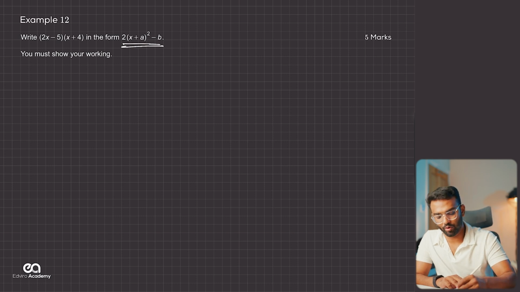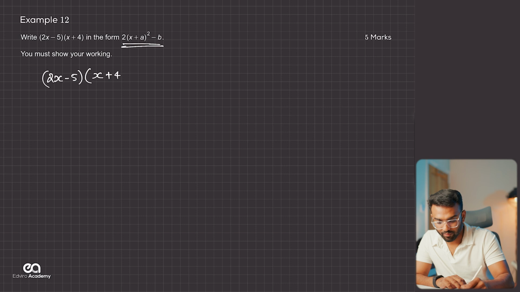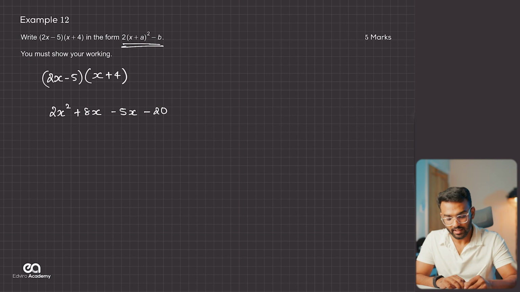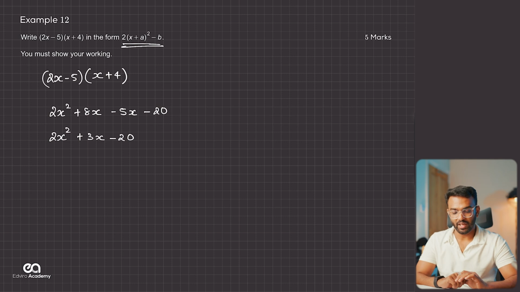That's it. So firstly, what we're going to do is expand the bracket x plus 4. So this will be 2x squared plus 8x minus 5x minus 20. All right. And when simplified, we have 2x squared plus 3x minus 20.